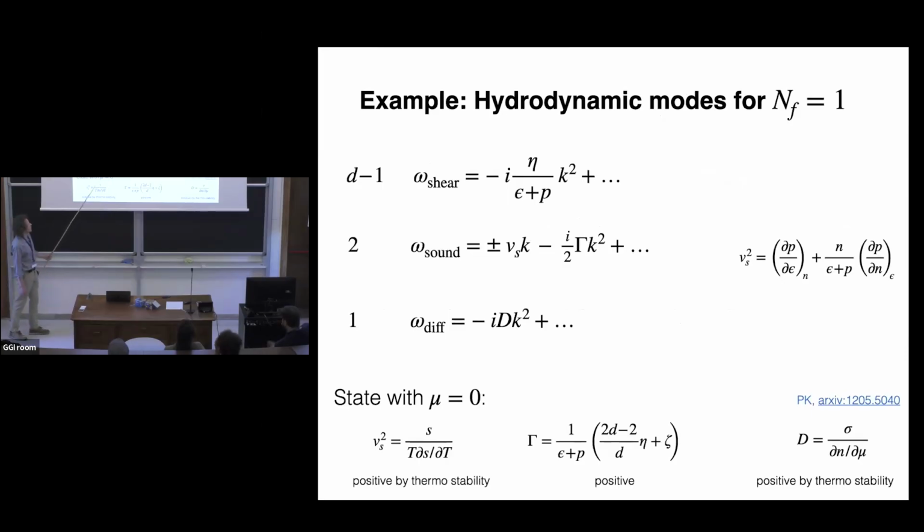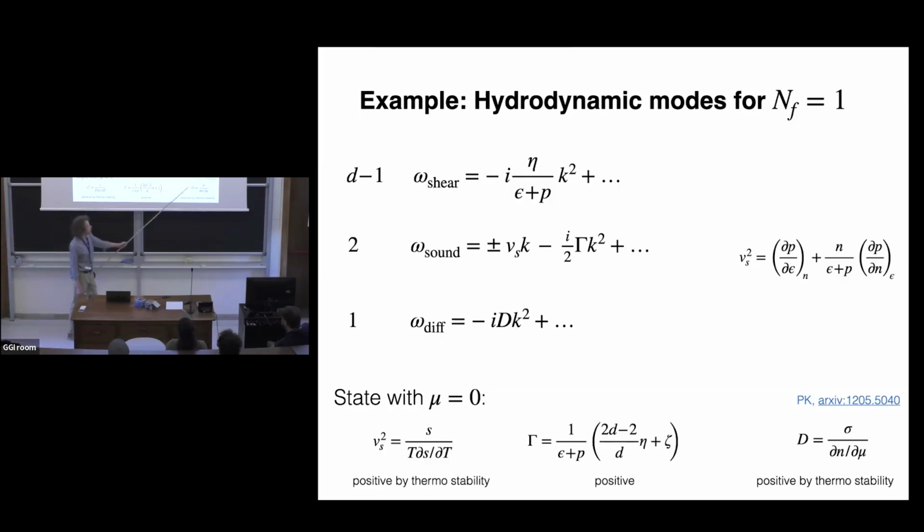In an equilibrium state with zero chemical potential, the speed of sound is given by that. Remember the thermodynamic stability condition that I showed earlier, that ds/dT is positive. If this is positive, then the speed of sound squared is positive, so this is a real number. You don't have a plus or minus i, so you don't have an instability here. This will be positive by thermodynamic stability.